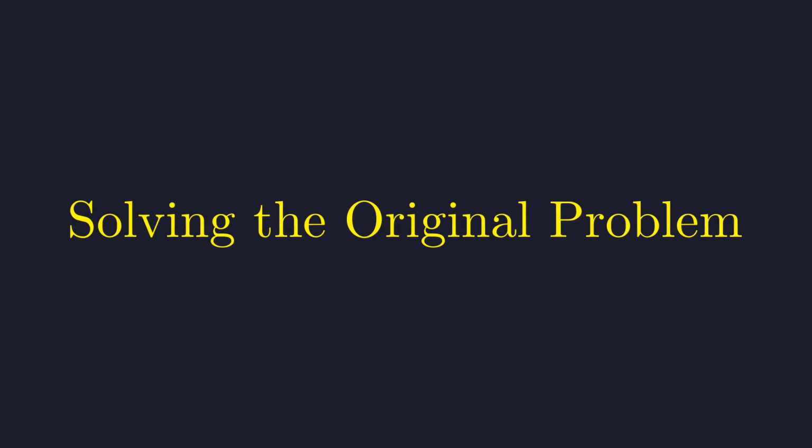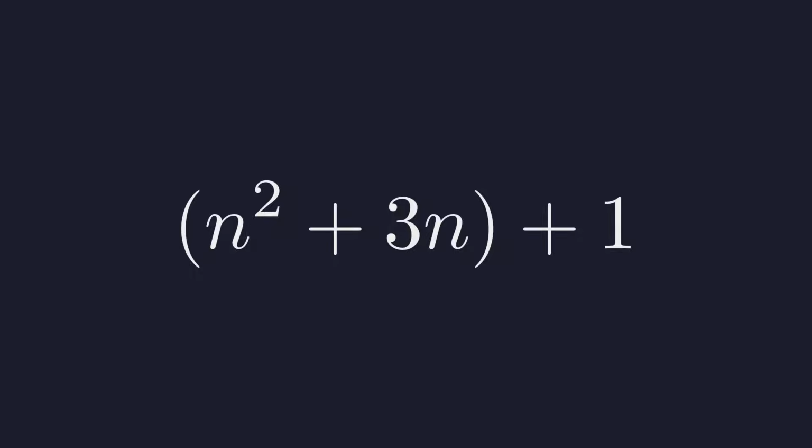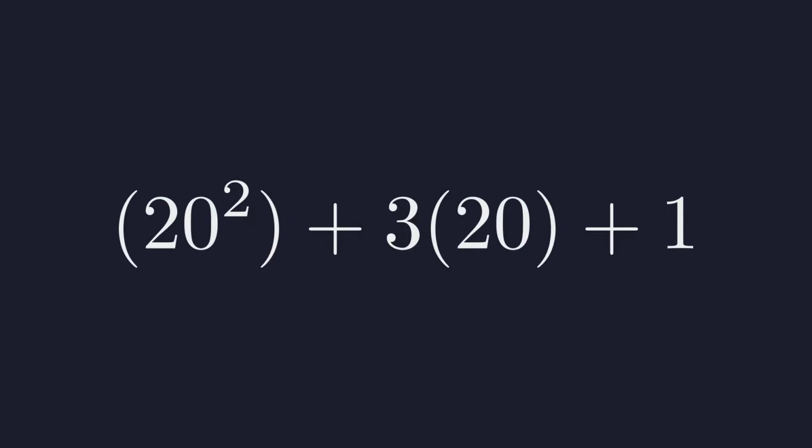Now, we can back-substitute to find the numerical answer. Our simplified expression is x plus 1. We now replace x with its original definition, n squared plus 3n. This gives us n squared plus 3n plus 1. Finally, we substitute our original value, n equals 20. This gives us 20 squared plus 3 times 20 plus 1.